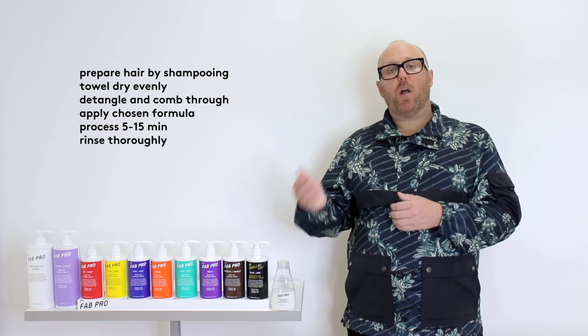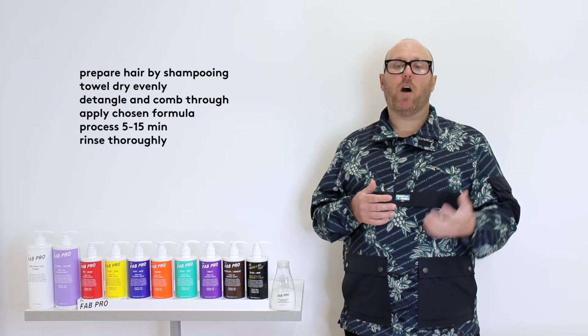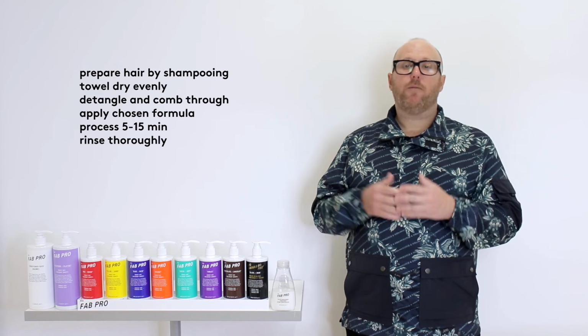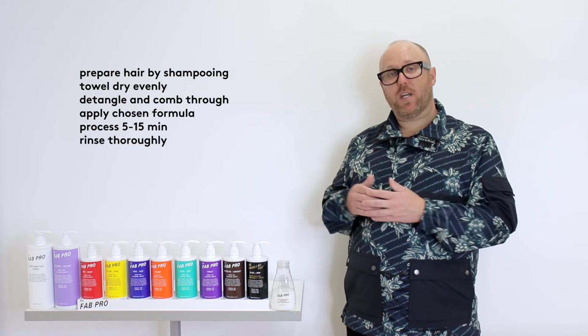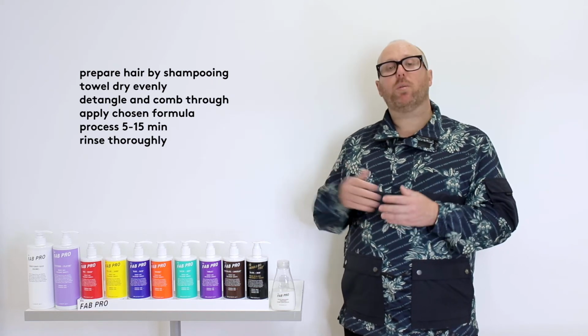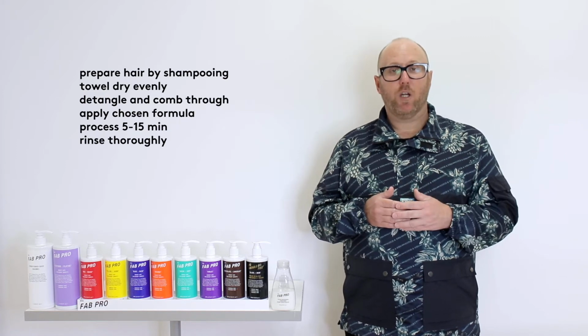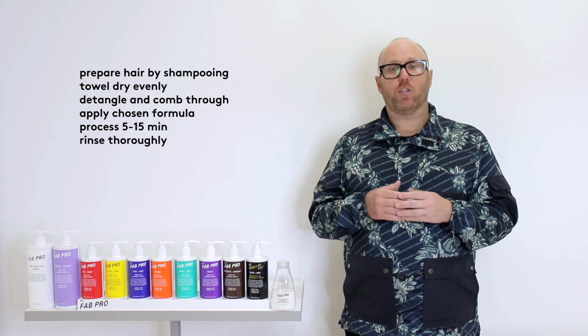Wearing gloves, apply your chosen formula and process for 5 to 15 minutes. 5 minutes for your softer pastel shades, or 15 minutes when working with the direct dyes undiluted. Rinse thoroughly and then style as you normally would. When you're working with the direct dyes as an in-salon colour service, you'll get up to 20 washes of longevity. Working with black and your deeper shades will last longer than when you work with softer pastel shades.